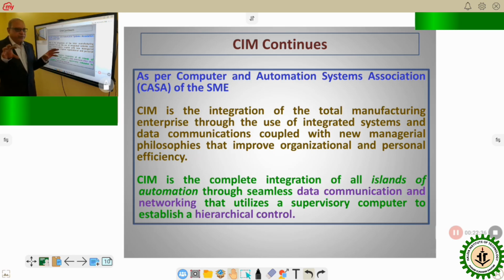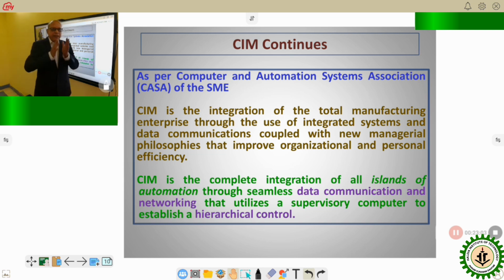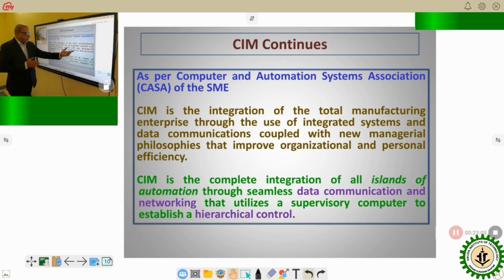That means each activity, although individually there may be the presence of automation, should be integrated to a common database. So it emphasizes the integration aspect. How? Through data communication and networks coupled with new managerial philosophies which improve organizational and personal efficiency. That means organizational growth, as well as human or personal growth, both should be addressed appropriately under the CIM paradigm.